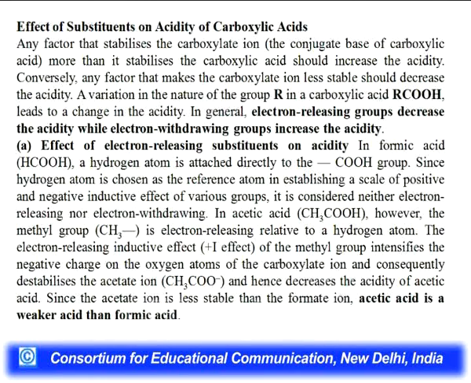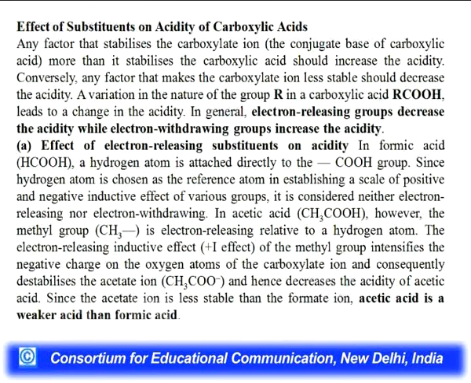Any factor which stabilizes the carboxylate ion, the conjugate base of carboxylic acid, more than it stabilizes the carboxylic acid should increase the acidity. On the other hand, any factor which destabilizes the carboxylate ion will decrease the acidity of carboxylic acid. So, we can also say electron releasing groups decrease the acidity while electron withdrawing groups will increase the acidity. First, we will discuss the effect of electron releasing substituent on acidity.